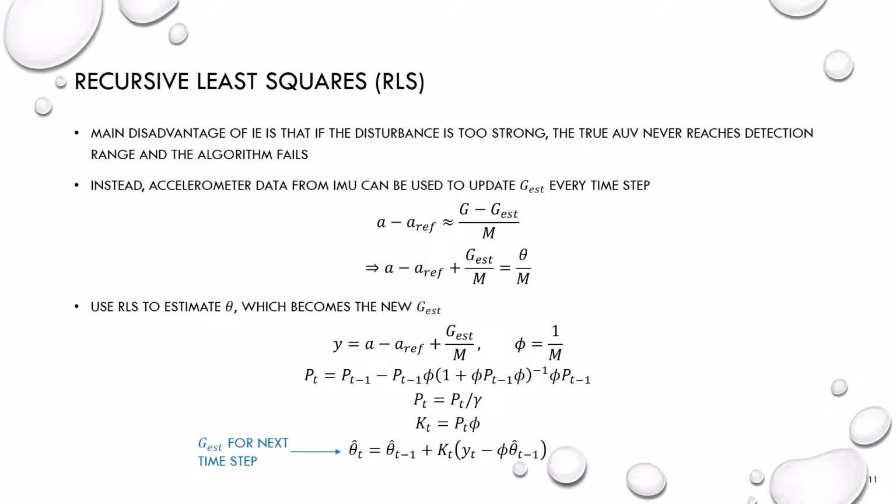Here we see the equations from before modified slightly so that we have a parameter theta as a function of the measured acceleration, the reference acceleration, and the current estimate. We can use recursive least squares on this estimate theta so that we can get a new current estimate every time step. We can see the RLS equations, and then finally we have the new estimate for theta equal to the previous estimate plus the recursive least squares term.